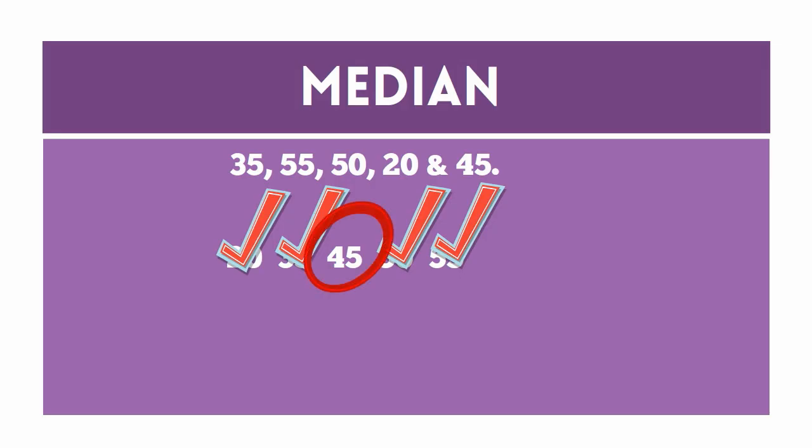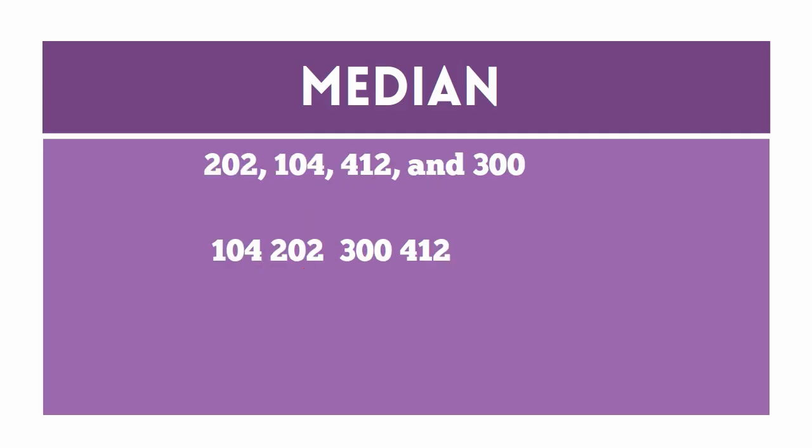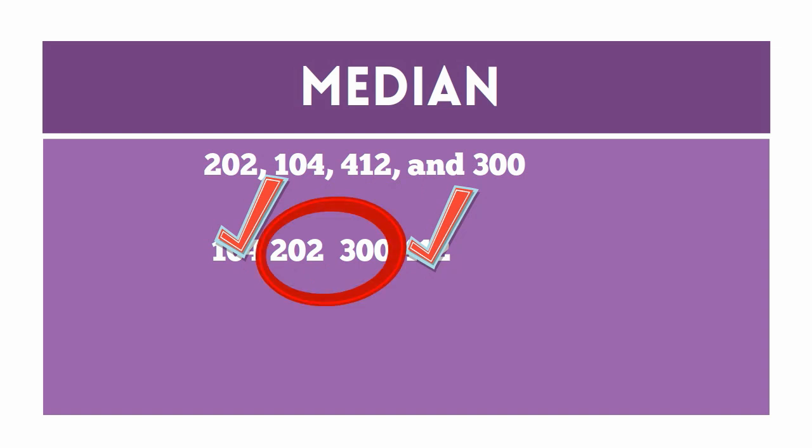Let's look at 202, 104, 412, and 300. Place them in increasing order. Cross off the high and the low, 104 and 412. And now you are left with 202 and 300. To find the median, you will take the mean of these two numbers.